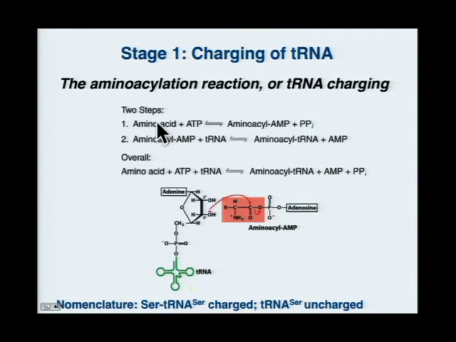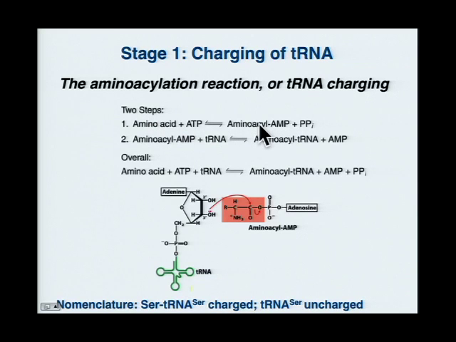Now, each amino acid has its own aminoacylating enzyme. So there's 20 amino acids, there's at least 20 aminoacyl synthetases. Okay? This one enzyme, remember armpit, snuggle, that one enzyme catalyzes two reactions. And it's important that it's a two-step process. First, it activates the amino acid carboxylate by AMPylating it. Okay? So it catalyzes this reaction.